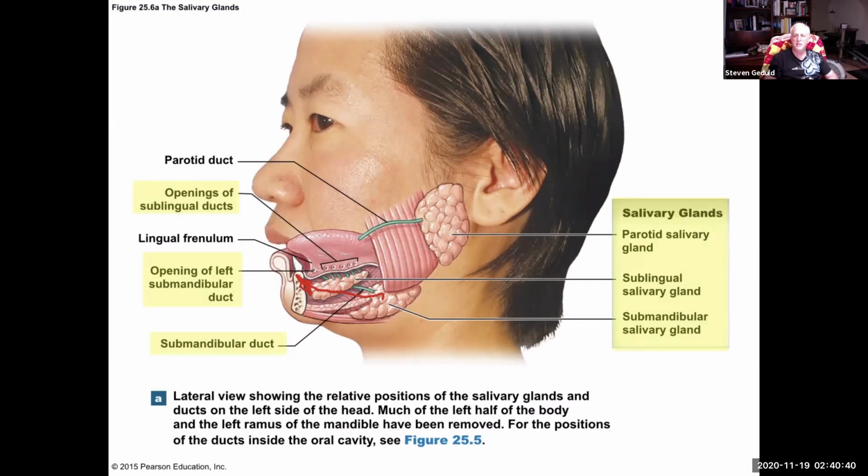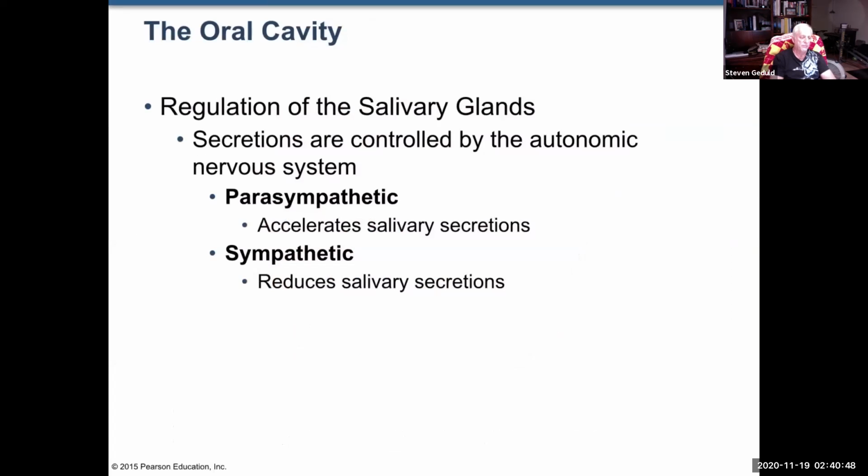So the parotid gland, submandibular gland, and sublingual glands are your three salivary glands. Okay, so what is saliva? How do we control it? It's regulated by your autonomic nervous system. Remember, there's two autonomic nervous systems: parasympathetic and sympathetic. Your sympathetic is your fight or flight response. Parasympathetic is your relaxation, kicking back. So parasympathetic accelerates salivary secretions because you're increasing digestion. You're relaxing, you're digesting the food that you've been taking. Sympathetic reduces salivary secretion. Your energy is going elsewhere, to help get the body ready for a fight or flight situation.